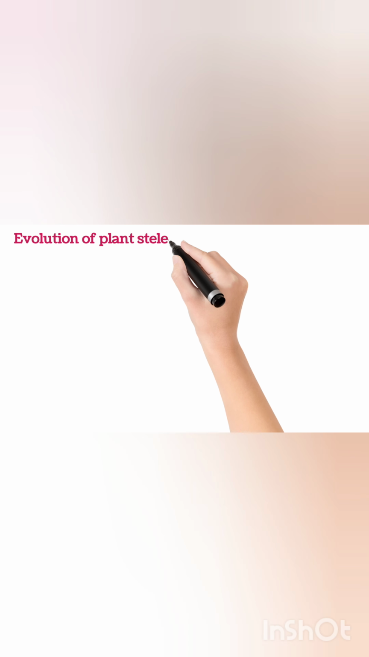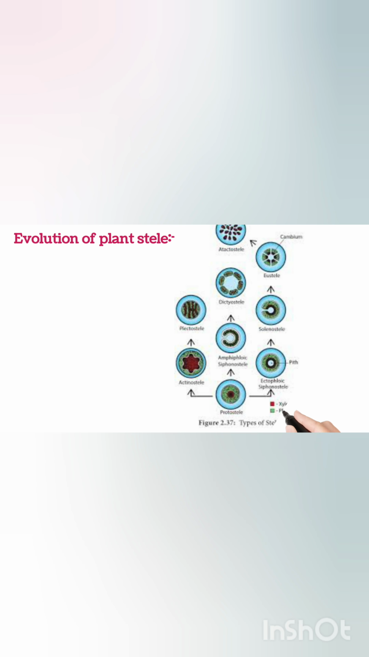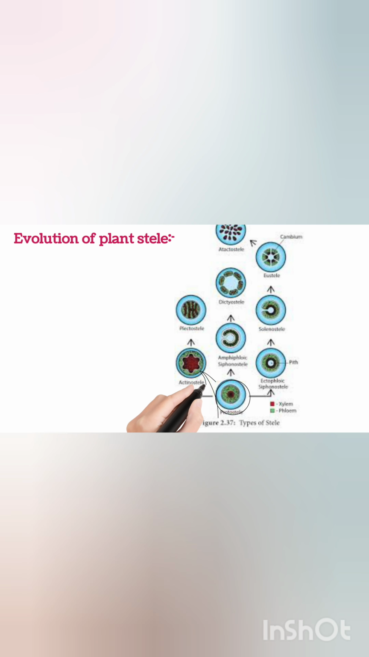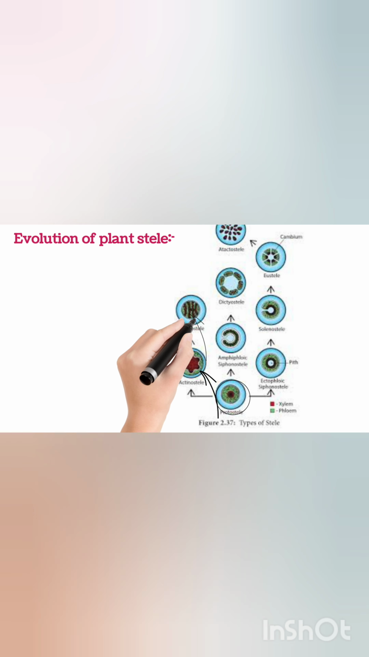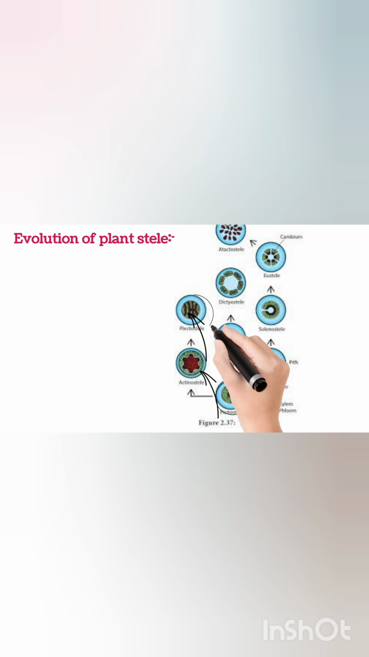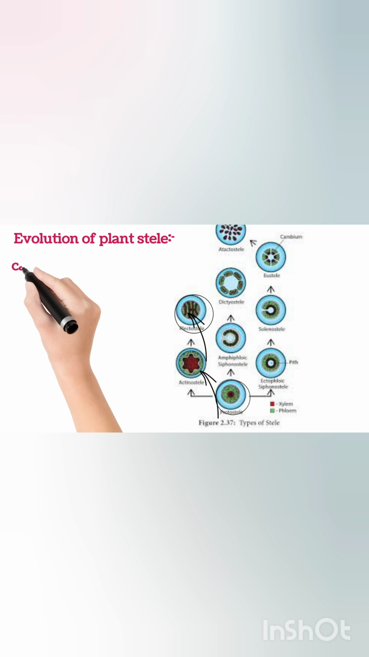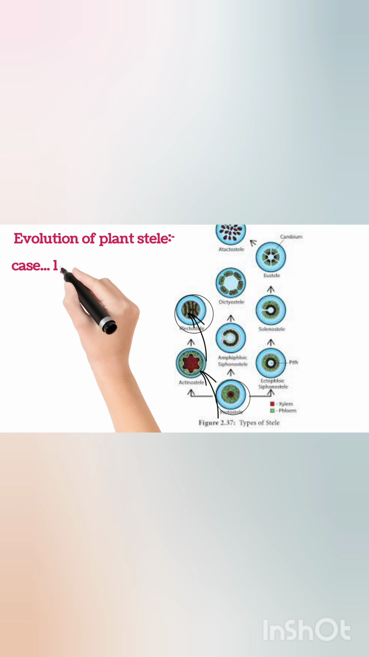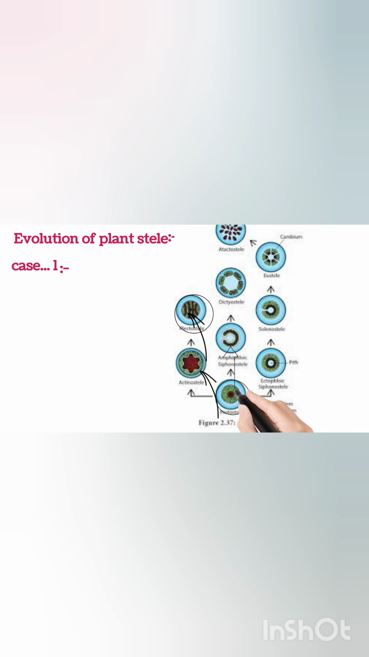Now let me explain the last part of the story, evolution of plant stele. This is the diagram of evolution of plant stele. Let me start from protostele. Protostele has two types, actinostele and plectostele. Right? These are all non-medullated steles, meaning they lack pith. Now the rest of all steles are medullated, which have pith, an evolutionary trait.